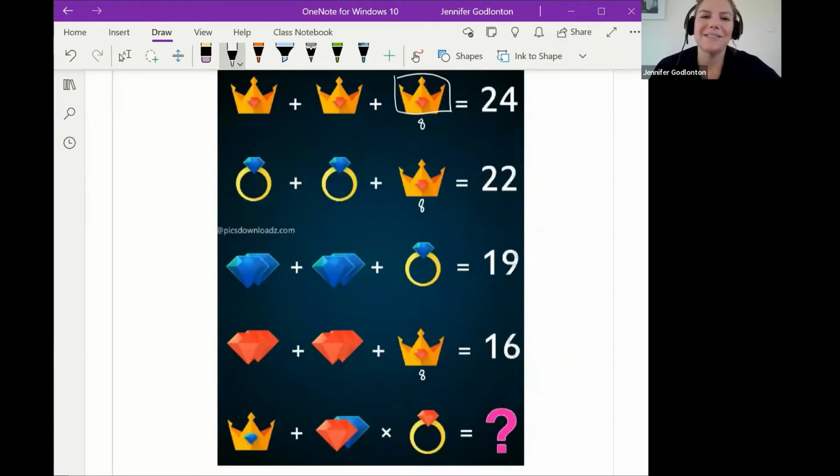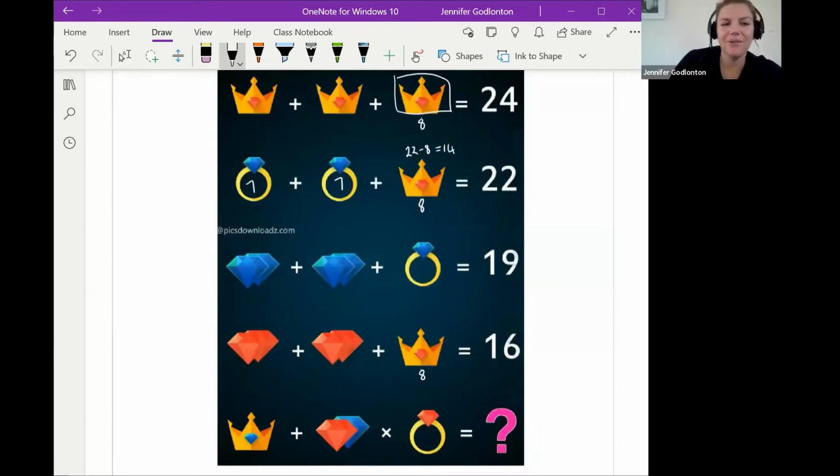Oh, 49, just 10 off, Sarah Jade. So if our crown with the ruby is 8, and this is 22, then what would our ring with the blue gem be? 6. 22 minus 8 gives me 14. So these must be 7 each.